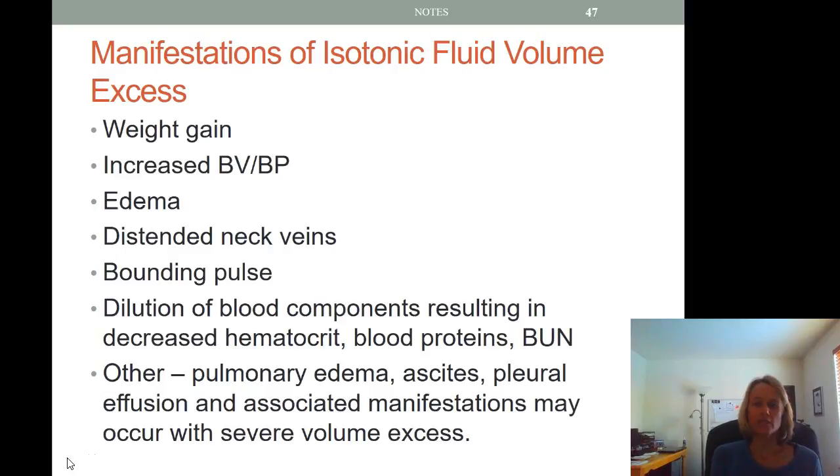Some of the manifestations of isotonic fluid volume excess include weight gain, an increased blood volume and blood pressure, edema, distended neck veins, a bounding pulse because the blood pressure is high. We'd see dilution of blood components because we have excess water in the blood. That's going to lead to a decreased hematocrit. We didn't lose red blood cells. Remember, we just added water. Dilution of blood proteins and dilution of blood urea nitrogen. Other things we might see: pulmonary edema, ascites, pleural effusion, and other manifestations if the volume excess is severe.